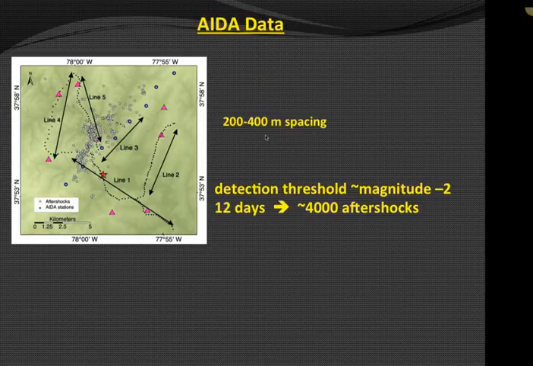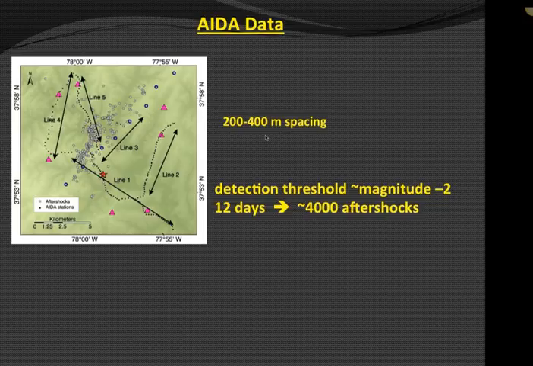So the lesson here is with the 200 to 400 meter spacing, just along a handful of lines, we've got a detection threshold here that is a magnitude of about -2. Now, admittedly, here we are working in a hard rock terrain, so magnitude -2 does get up to the surface fairly easily.